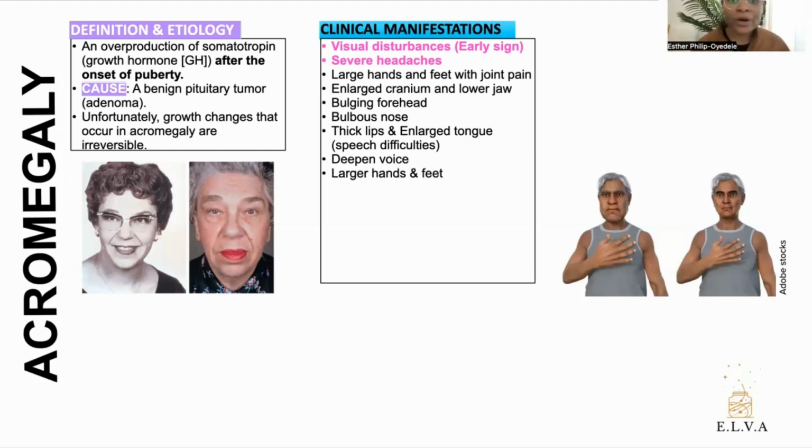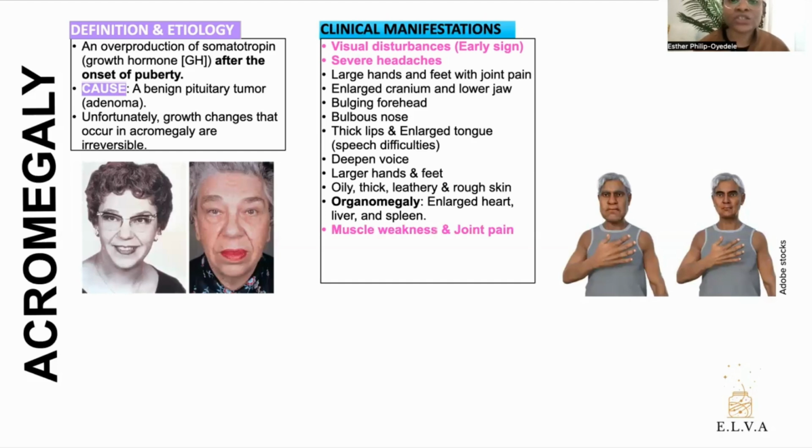Their voice gets deeper. Their skin is oily, thick, leathery. It's just really rough. And another thing that happens is not just externally they're getting bigger, internally also some of their organs are getting bigger. The heart is getting bigger, the liver is getting bigger, the spleen is getting bigger. Well, you might say, is that really a bad thing? Yeah. Your organs have to be a certain size for them to work well. When they start getting bigger, that's not good. Like for the heart, we're going to start having things like heart failure happen with this patient.